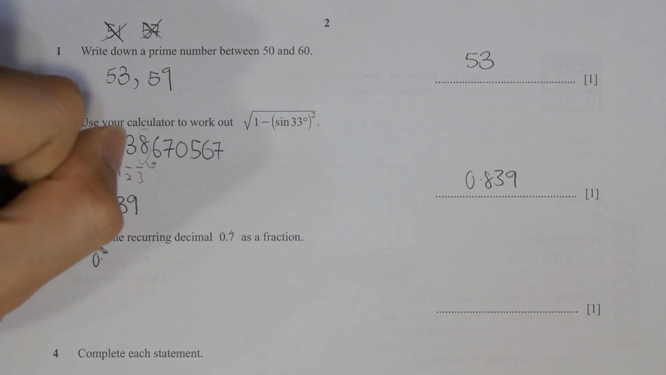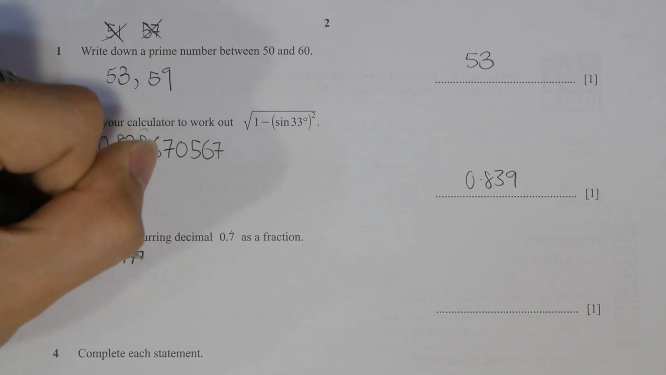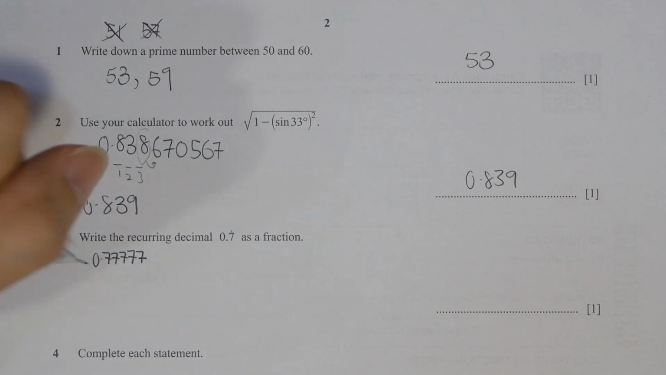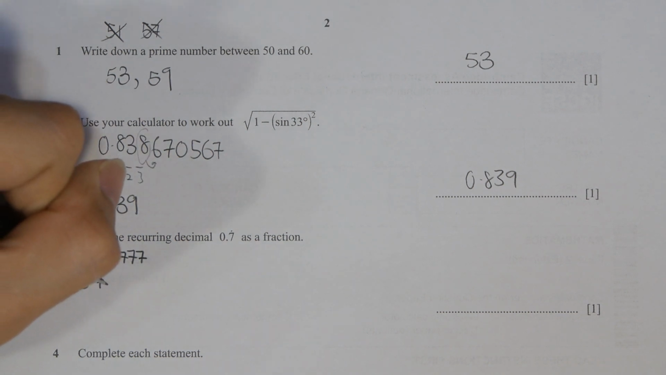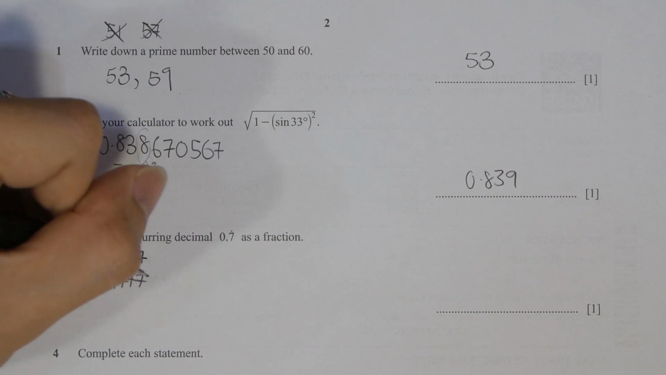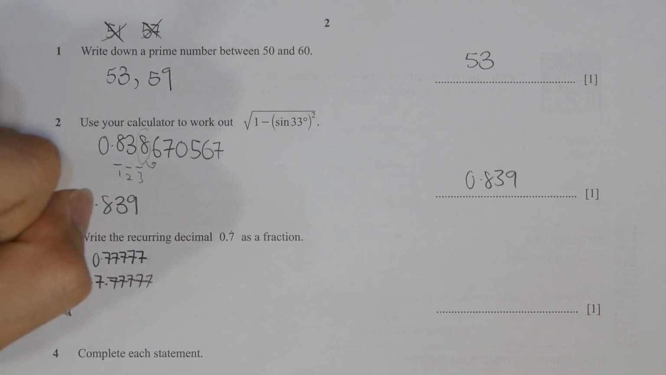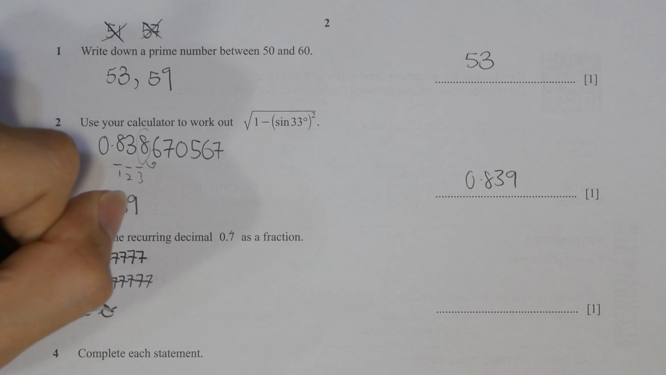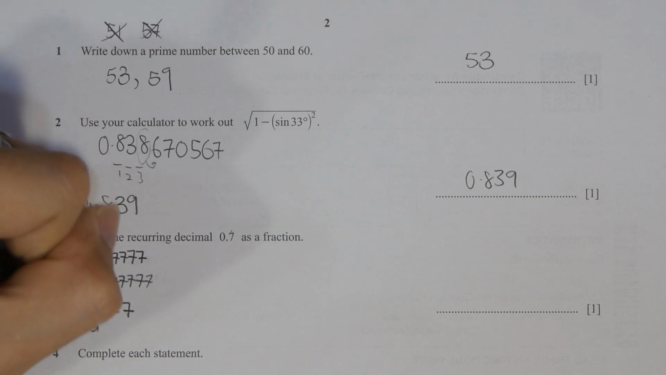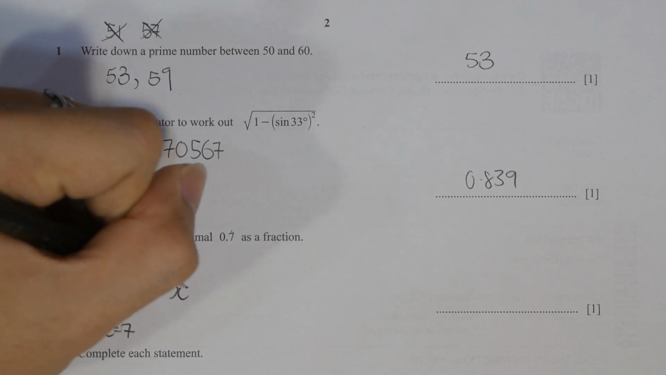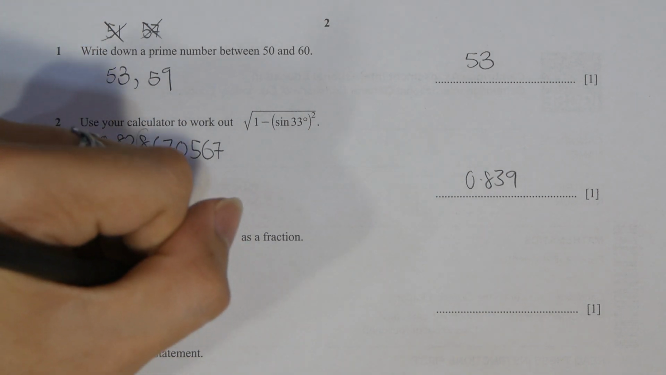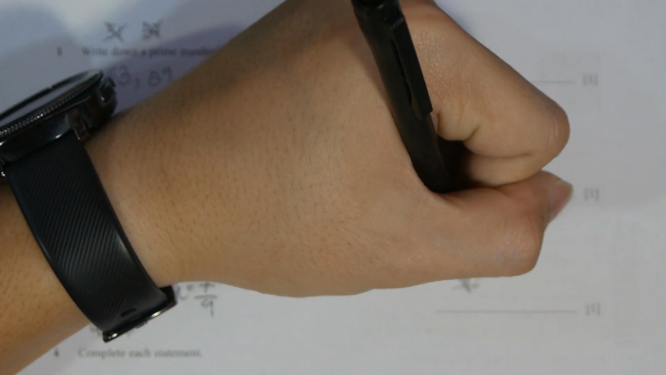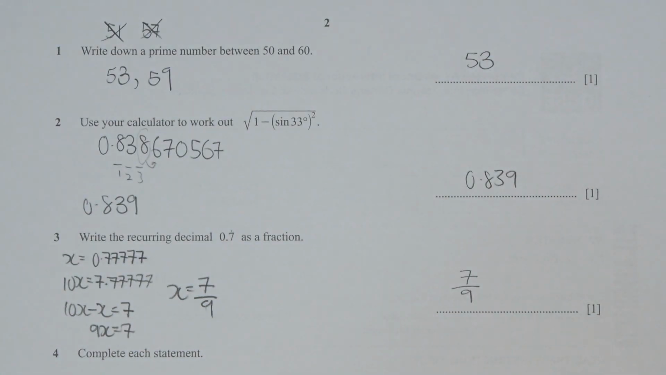For question 3, a recurring decimal question, I set x equals 0.777... and 10x equals 7.777... So the difference will be 10x minus x, you get 9x, and the balance will be 7. To identify the x value, simply shift the 9 to the other side. Then we have 7 over 9.